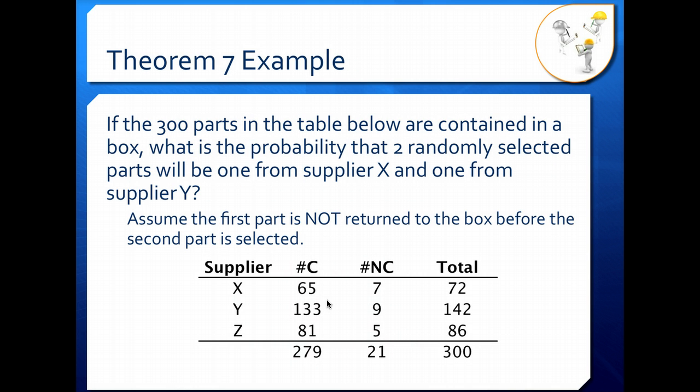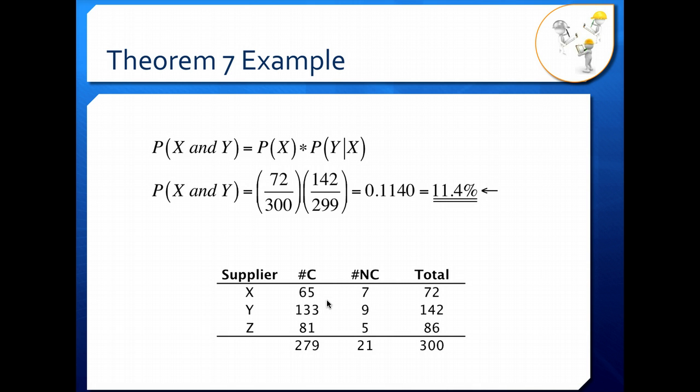Let's look at an example of Theorem 7. So we're back to our box of 300 parts. We want to figure out the probability that two randomly selected parts will be from supplier X and supplier Y, but we're going to assume that we pick one part and we do not put it back in the box before we pick the second part. All right, so this starts out the same as the example of Theorem 6. We pick a part, the probability of selecting a part from supplier X is 72 out of 300 parts. We've got 72 from X, we've got 300 in our box total. That's where these numbers come from.